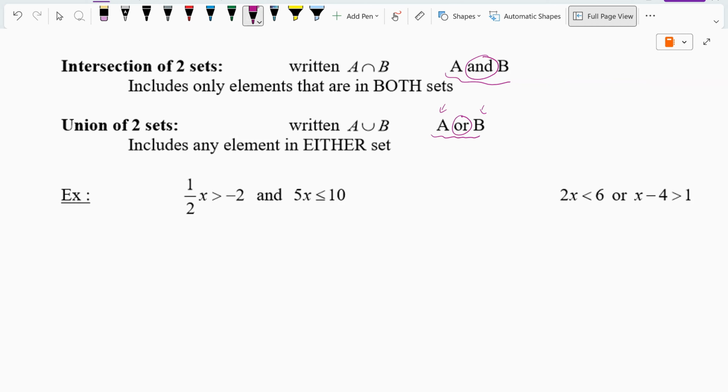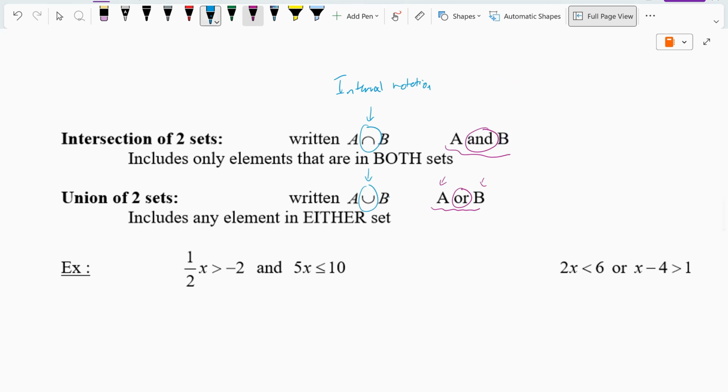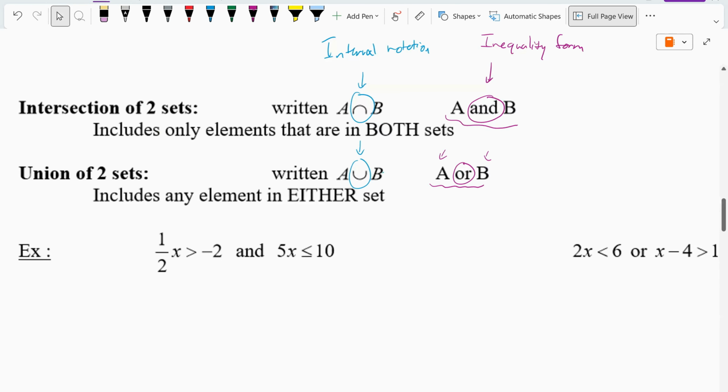Can we memorize that? For an or? What is the symbol for and? Yeah, the rainbow, the upside down U. What's the symbol for or? The U without a leg. Union. Okay. We're going to use these symbols with interval notation. And we'll go ahead and use the words when it's in an inequality form or set builder notation. All right, let's solve the first one.